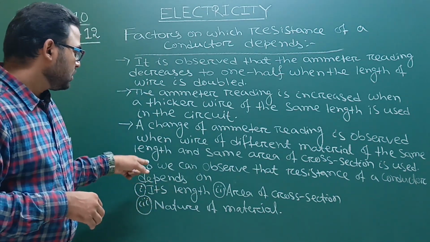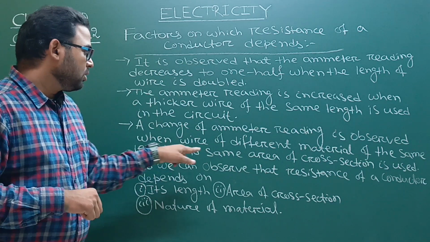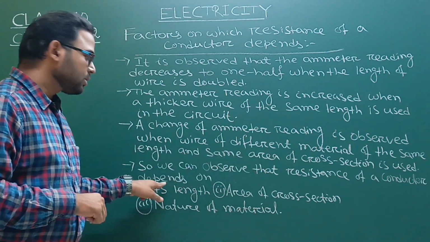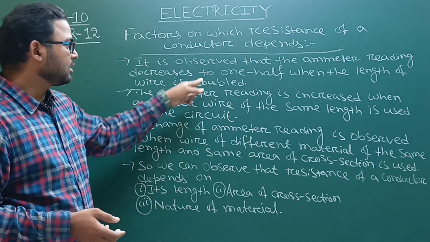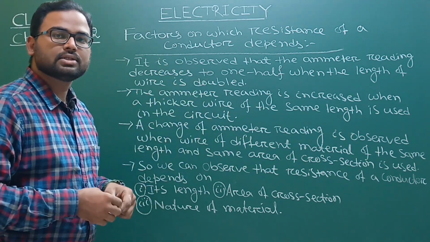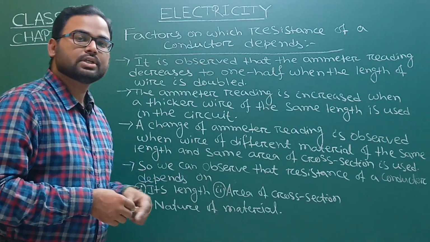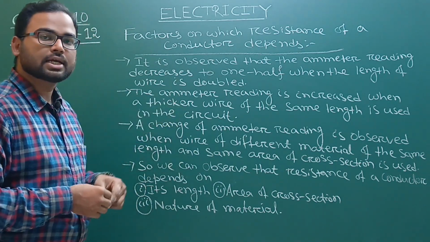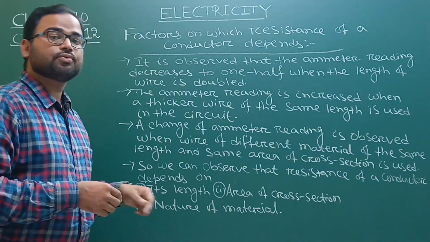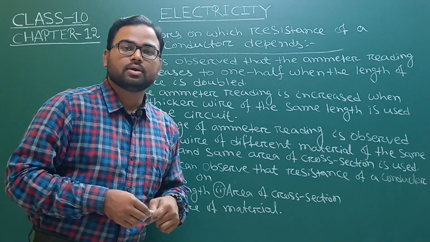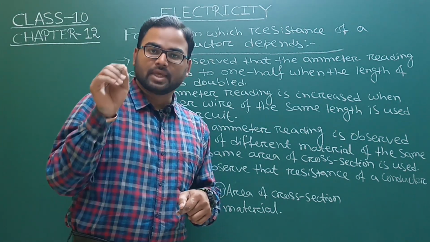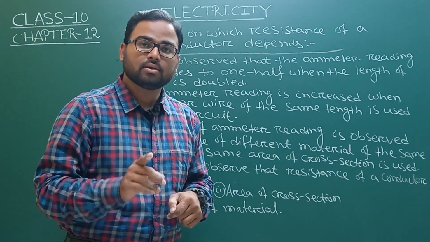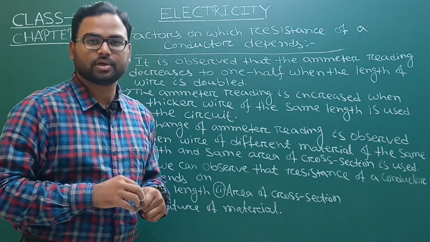Next, we can conclude that the resistance of a conductor depends on its length. Obviously if we increase the length, then resistance increases. It depends on the area of cross section, as in the second point, and the nature of the material. Okay. So resistance depends on length, area of cross section and the nature of the material.